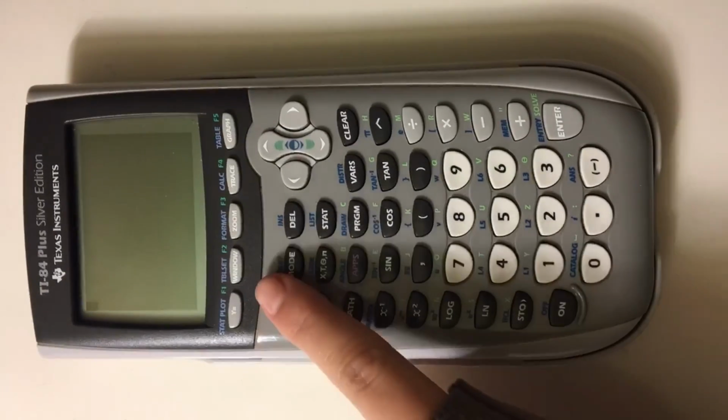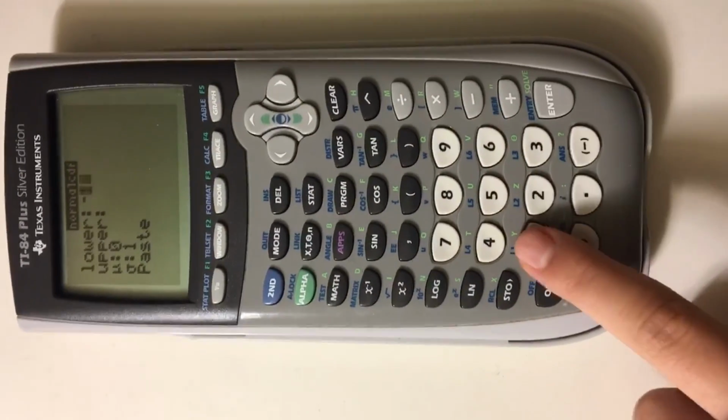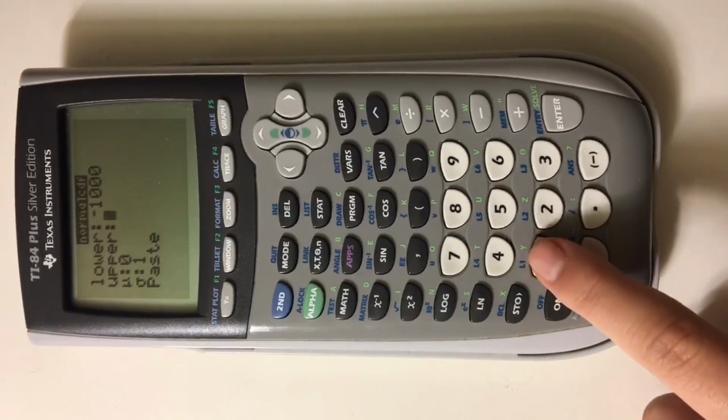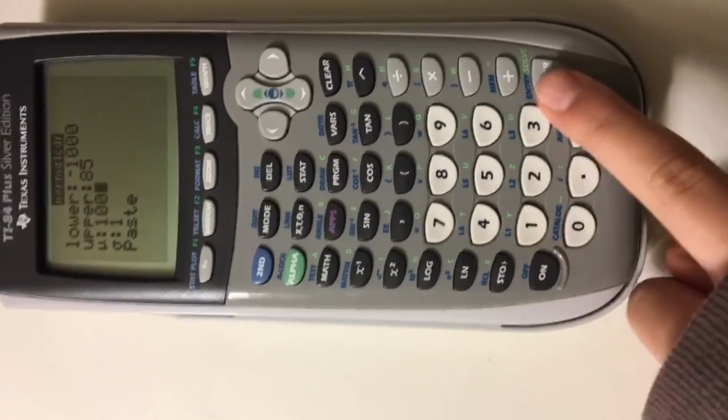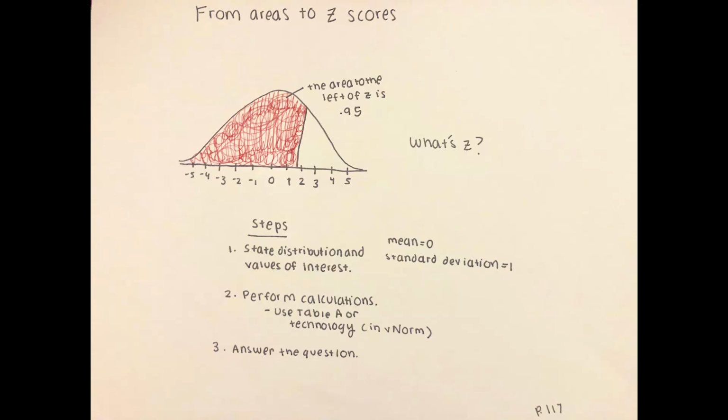Using a calculator, go to second vars, select normalcdf, enter a really large negative lower bound, and as an upper bound, enter 85, 100 for the mean, and 15 for the standard deviation. So working backwards, we can go from areas to z-scores.